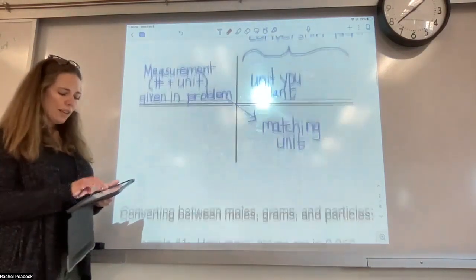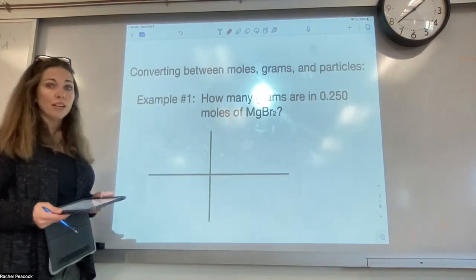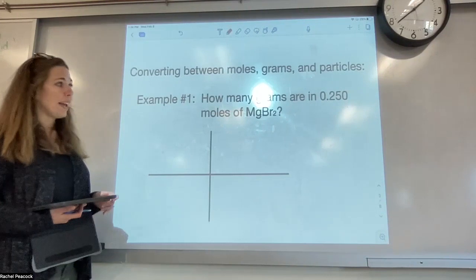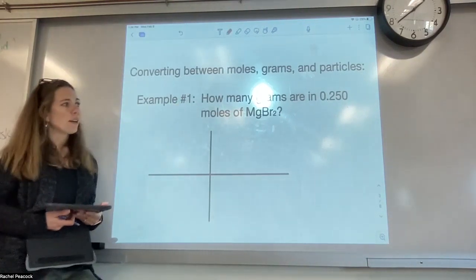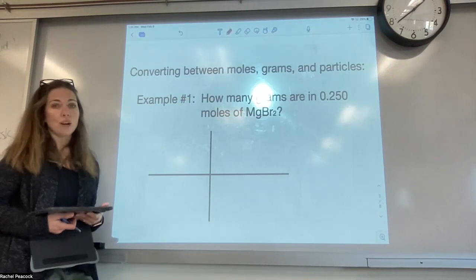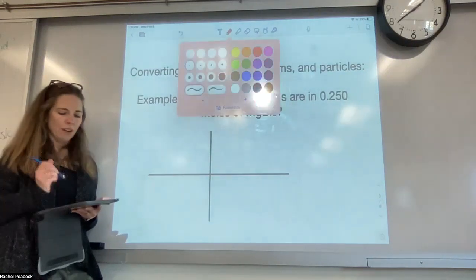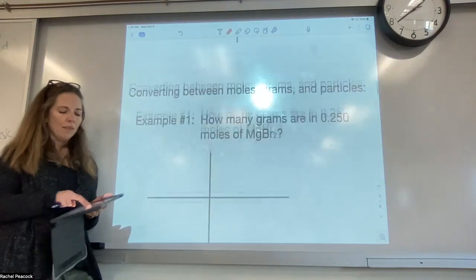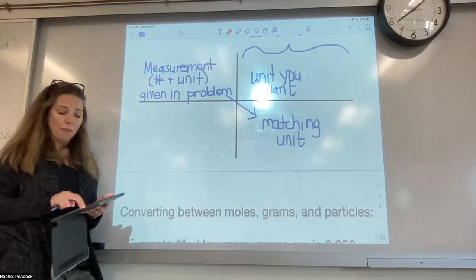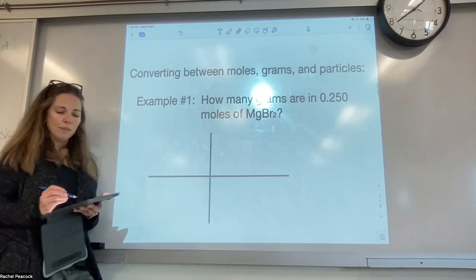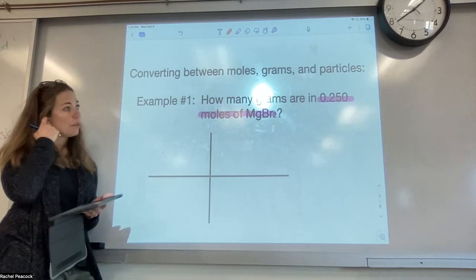All right, so let's talk about how this relates to units in chemistry. Remember, you learned about the mole, right? This question says, how many grams are in 0.250 moles of MgBr2? All right, I'm going to switch to red for a little bit more dramatic. Okay, again, whatever goes top left is what you're given in the problem. If you look at the problem, you're given 0.250 moles of MgBr2.